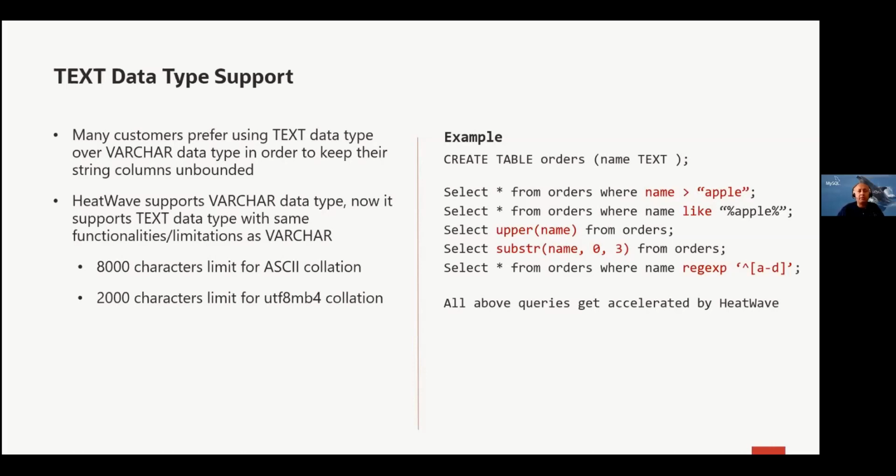So we do now support offloads of queries which involve operations on the text column. And this will enable a very large class of applications which earlier were not accelerated because they were using text. The kind of operations we are supporting are regular expression, upper, substring, like, and comparisons such as greater than or less than.